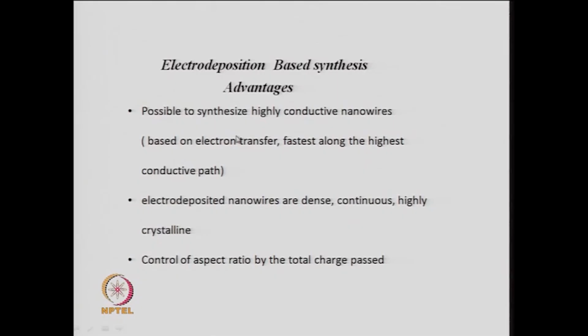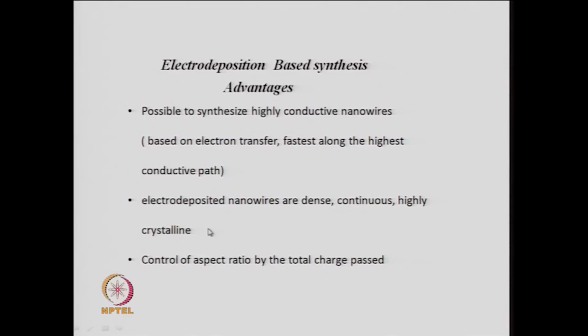The key advantage is you can synthesize highly conducting nanowires, and you can make these nanowires very quickly, because the growth occurs based on electron transfer, and electron transfer is fastest along the highest conductive path, and so these wires can be made very quickly. The electrodeposited nanowires normally are dense, continuous, and highly crystalline.